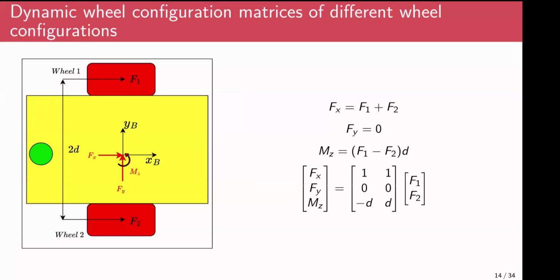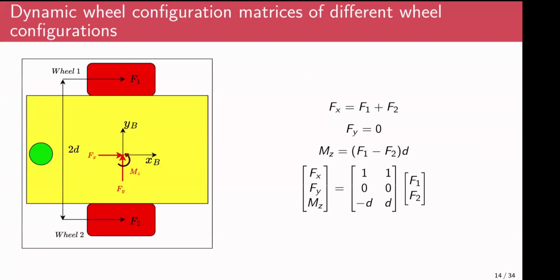If you consider the net force along the x-axis, Fx is nothing but F1 plus F2. That is what we have written here. And for Fy, no net force is acting on the wheels along Fy, so that makes Fy 0. And the moment Mz is nothing but the moment contributed by F1 with respect to this point on the axis.